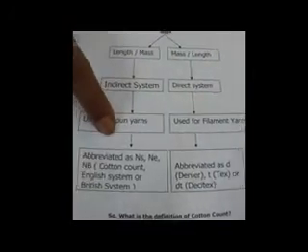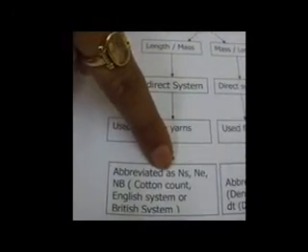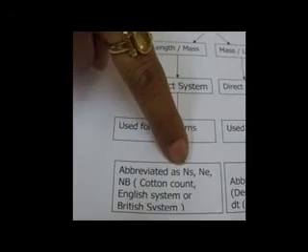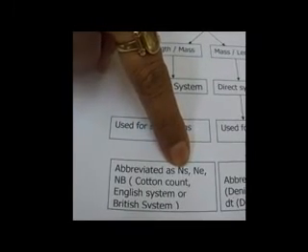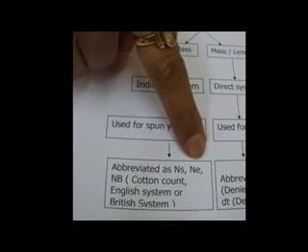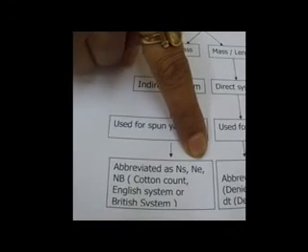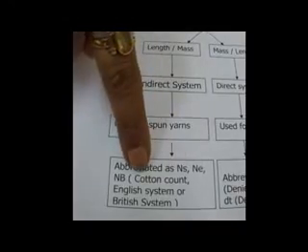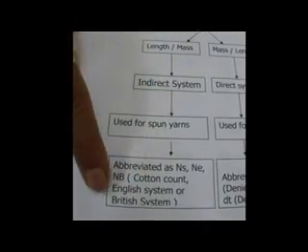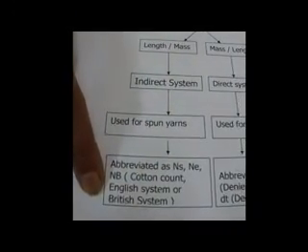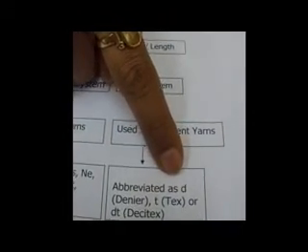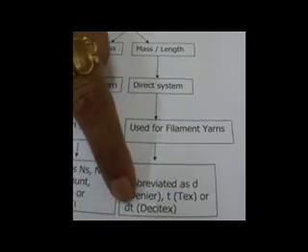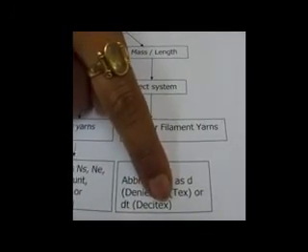The abbreviation for spun yarns in the indirect system is a capital N and a small s, which is for spun yarns, a capital N and a small e, which is the English system. It is also called cotton count or the British system. For filament yarns, the abbreviation is D, which means denier, T, which is tex, or DT, which is decitex.